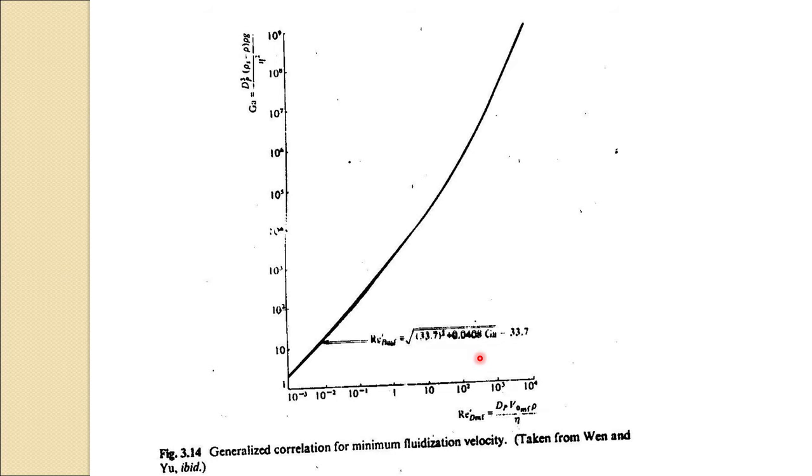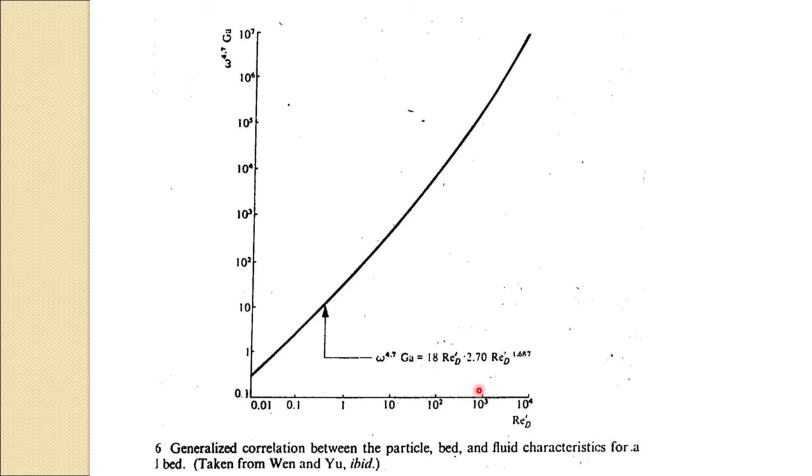And in graphical form these are represented as Reynolds number at minimum fluidization versus the Galileo number. So, if you know one of them, the other parameters you can calculate. Similarly, for the void fraction, the same relation is put in the form of a graph to get the values. So, from this curve also one can get the value.